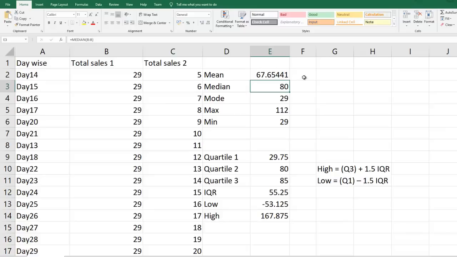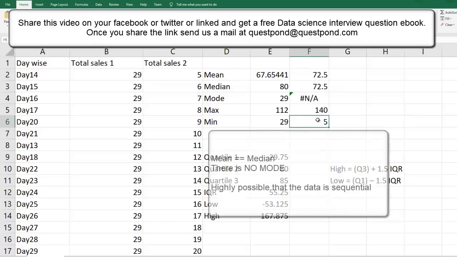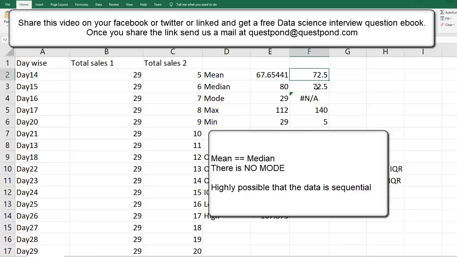Now let us calculate the mean, median, mode, max and min for the other data set as well. I have paused the video and done the calculations. You can see, very interesting, the mean and median are almost equal, and there are no repeating values.